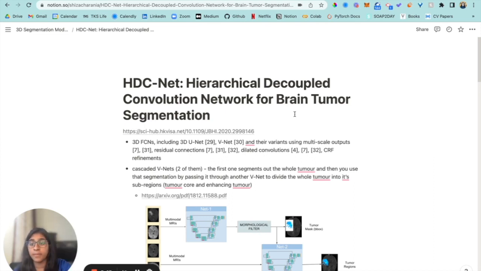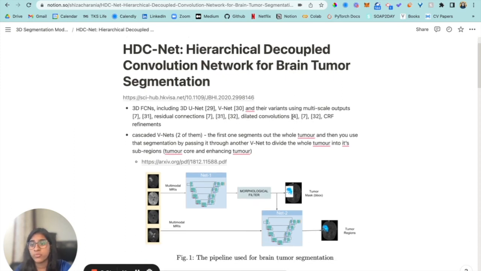And one of them they talked about was cascading VNet. Now, the way this one works is you have two VNet models. The first one, you take the four channel image, and this basically means that you have FLAIR, T1, T1CE, and T2, and then you're putting this through the first model, and the first model is going to do one task, which is segment the whole tumor. Once it segments the whole tumor, it's going to go through another VNet, which is why it's cascading. It means that it's in a sequence. So you have two in a sequence.